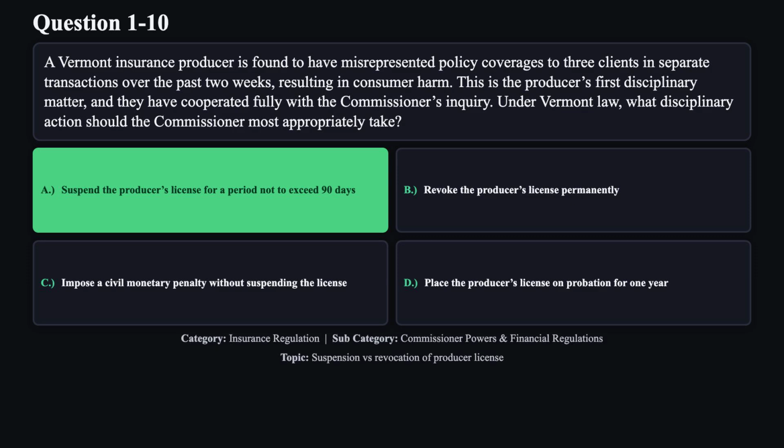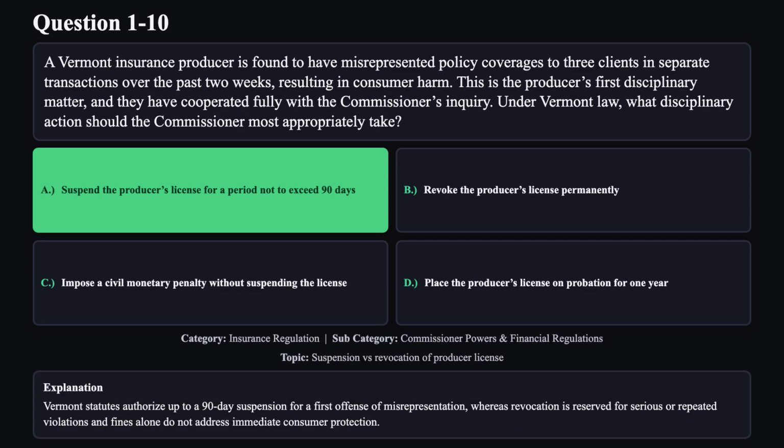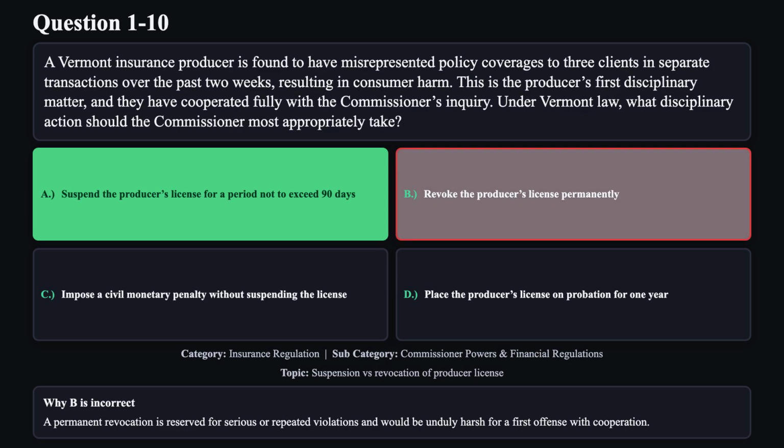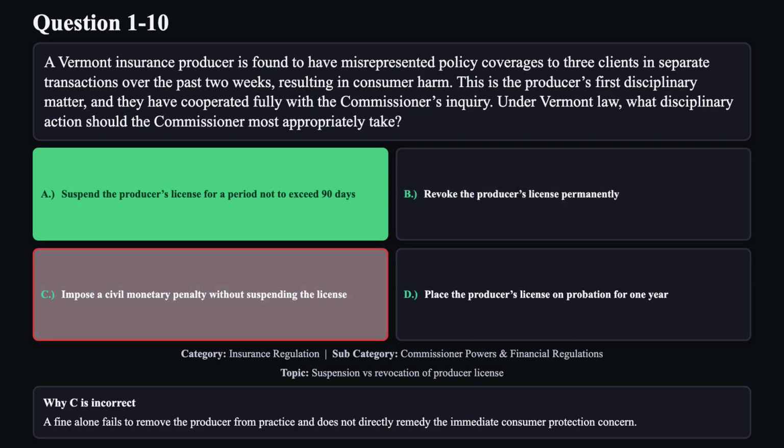The correct answer is A. Vermont statutes authorize up to a 90-day suspension for a first offense of misrepresentation, whereas revocation is reserved for serious or repeated violations, and fines alone do not address immediate consumer protection. Reason B is not correct. A permanent revocation is reserved for serious or repeated violations and would be unduly harsh for a first offense with cooperation.